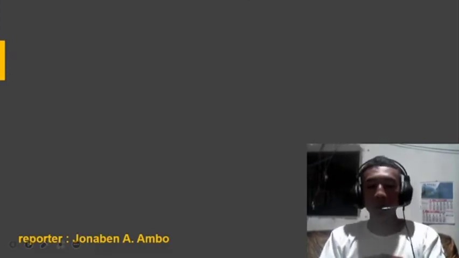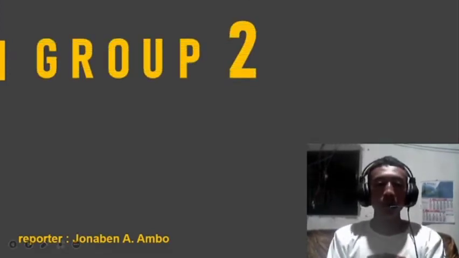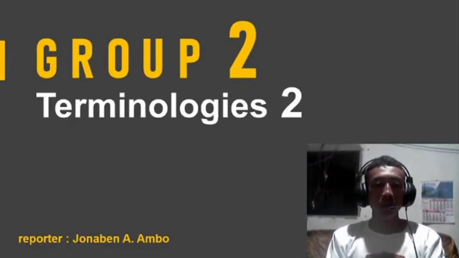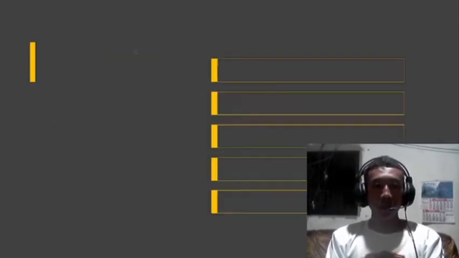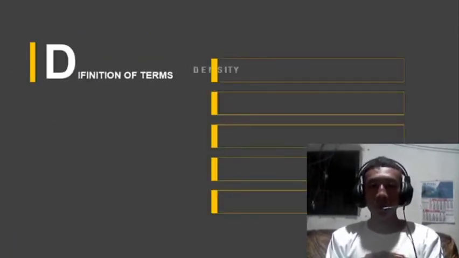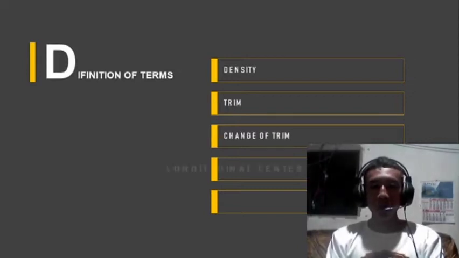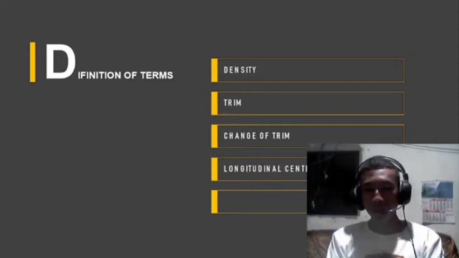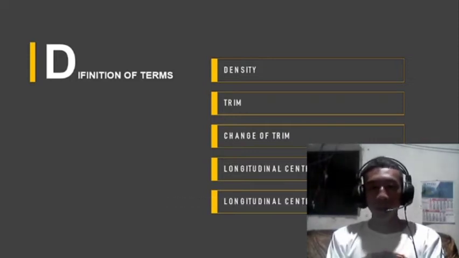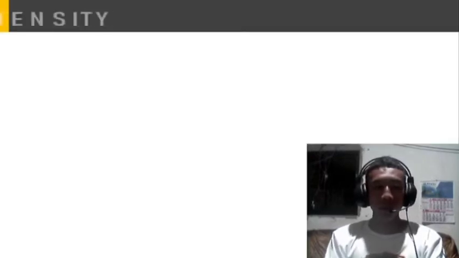My name is Jonathan Ambo, a Group 2 reporter about the terminologies. So for definition of terms, we have density, trim, change of trim, longitudinal center of flotation or LCF, and last is longitudinal center of gravity or LCG. So we have first the density.